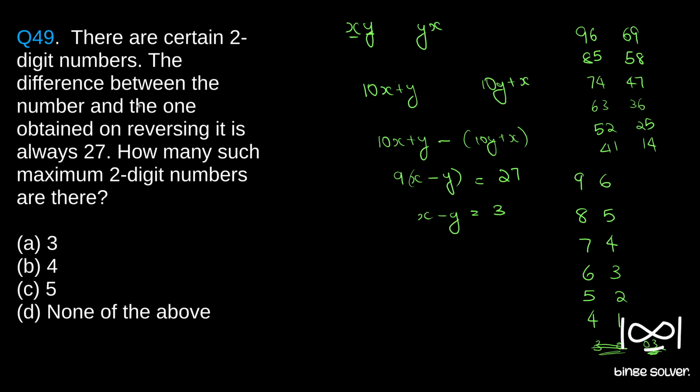There are certain 2-digit numbers. The difference between the number and the one obtained on reversing it is always 27. How many such maximum 2-digit numbers are there? If you count 1, 2, 3, 4, 5, 6, if you just count these as the pairs, we have 6 pairs. So none of the options are correct.